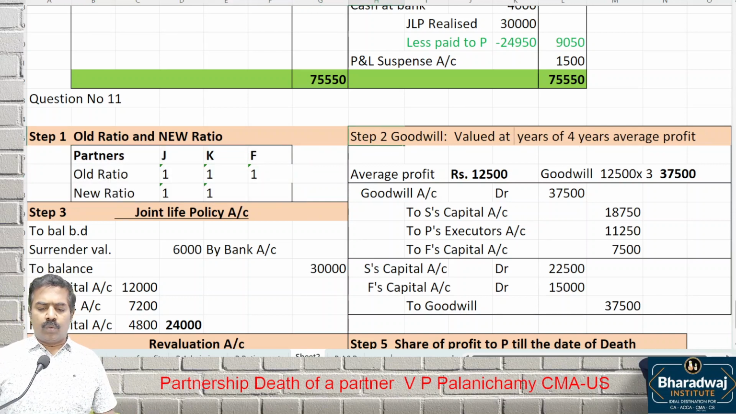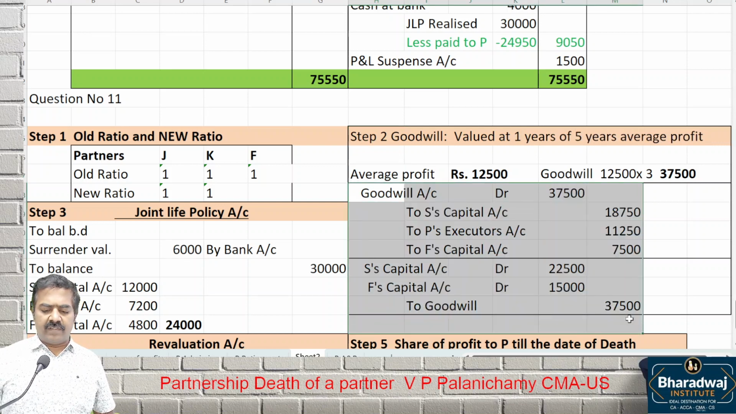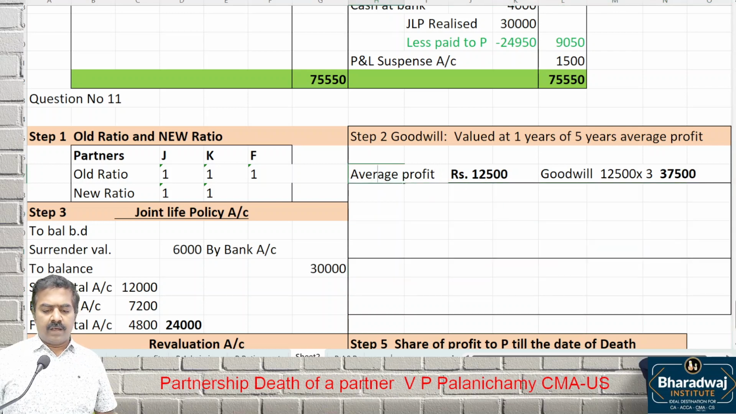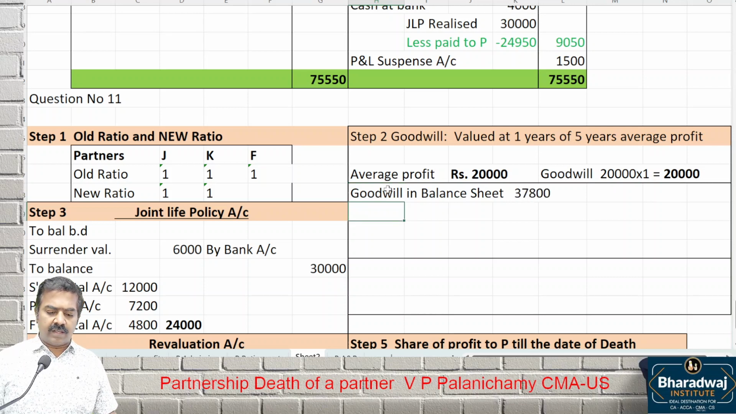Goodwill, 1 year purchase of how many years' profit? 5 years average profit. What is the average profit, please? 20,000. Average profit is 20,000. Goodwill is valued at 1 year purchase. 20,000 into 1 will be 20,000 of course. But wait, look at how much the balance sheet goodwill is. Goodwill in balance sheet how much? 37,800. What is the new or revised value? 20,000. So we have to increase the value of goodwill or reduce it? So reduce goodwill.